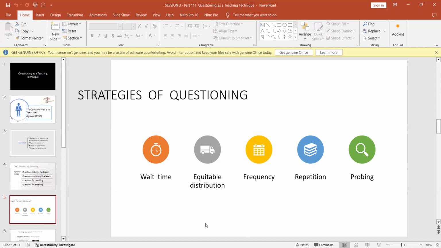Then the last type, probing questions. What is meant by probing questions? Probing means to clarify for the students whether they are doing the correct thing. Can you explain it further? I forgot your name. It is Shafiq. Shafiq. Yes, Shafiq. Can you explain it again?